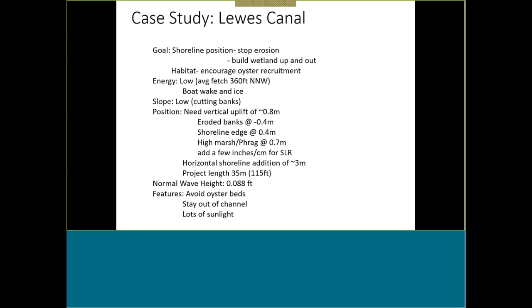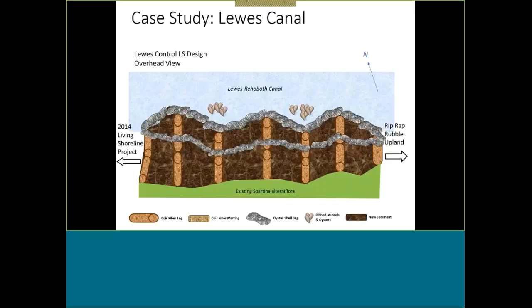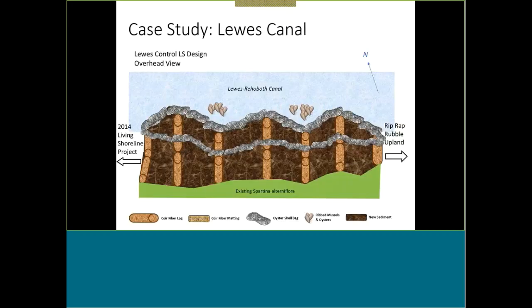So the wave energy here is not very high. We have some features. We have lots of sunlight. We want to stay out of the channel and avoid those oyster beds. So taking all of that into account, this is an aerial view. You can see the north arrow. We've got the Living Shoreline project to the left and the riprap rubble to the right.